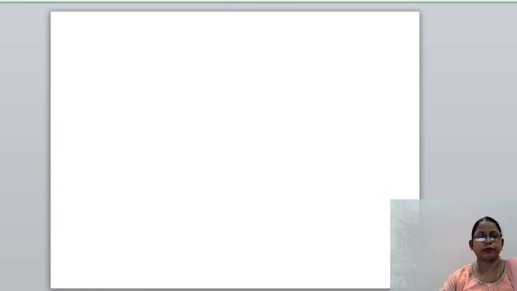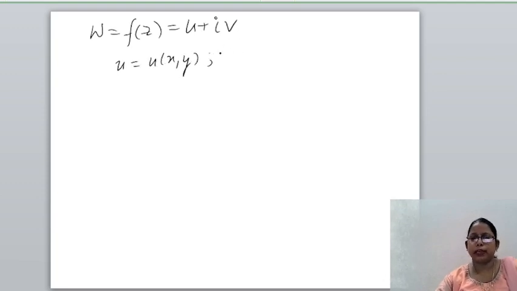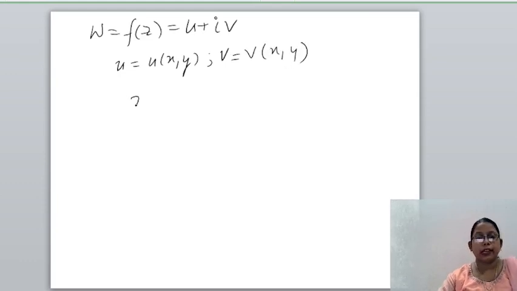Next, a function of a complex variable is represented by w equal to f(z), and it is denoted by u plus iv, where u is a function of x, y and v is a function of x, y. Here x, y equal to r, theta.